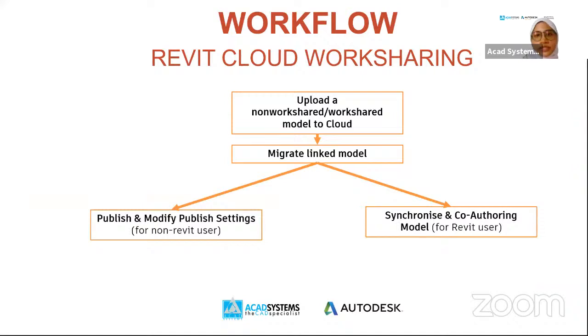Okay, so for Revit Cloud Worksharing, if you have previously worked with Revit Cloud Worksharing, it is similar. You just have to upload your model to the cloud. And then if you have any linked models within your main model, you want to ensure that the paths to those linked models are migrated. You want to relink the linked model there. And then for non-Revit users, meaning stakeholders who want to see the model, you have to use the publish and modify publish settings workflow. For Revit users, meaning someone who has the Revit software, you want to use the synchronized and co-authoring model. So let me get started from here for Revit Cloud Worksharing.